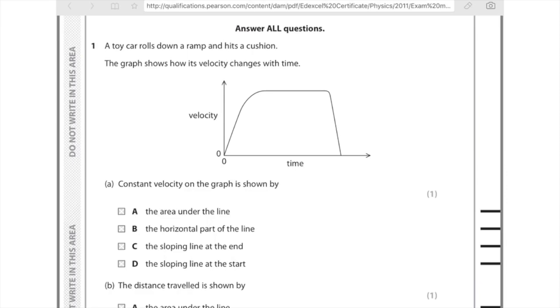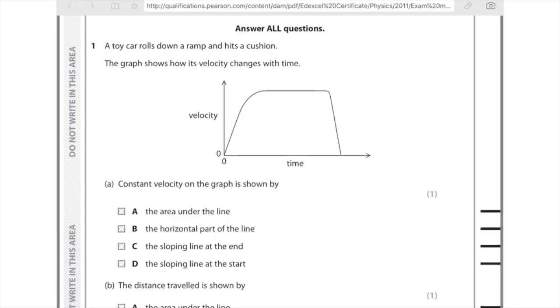So it could be something like 0, 10, 20, 30 on the velocity front. So where does that not change? Well, it's obviously going to be the horizontal portion of the line, because at that point the speed or the velocity is going to be the same everywhere. So the answer here is B, the horizontal part of the line.